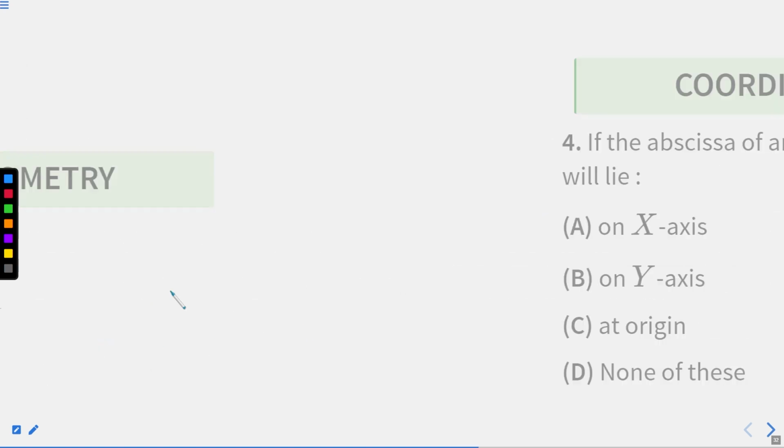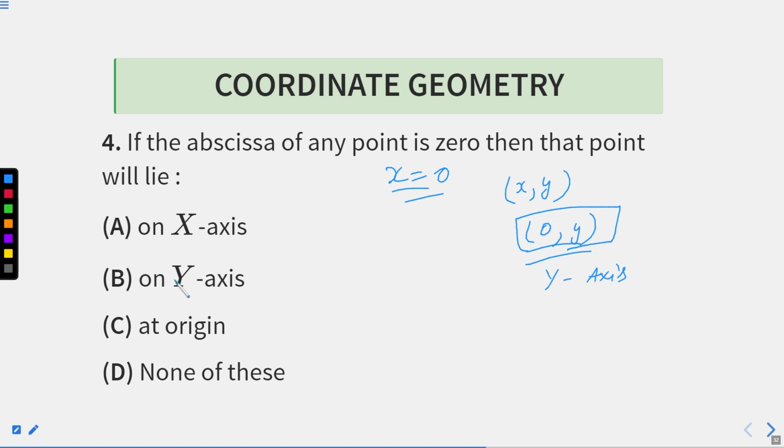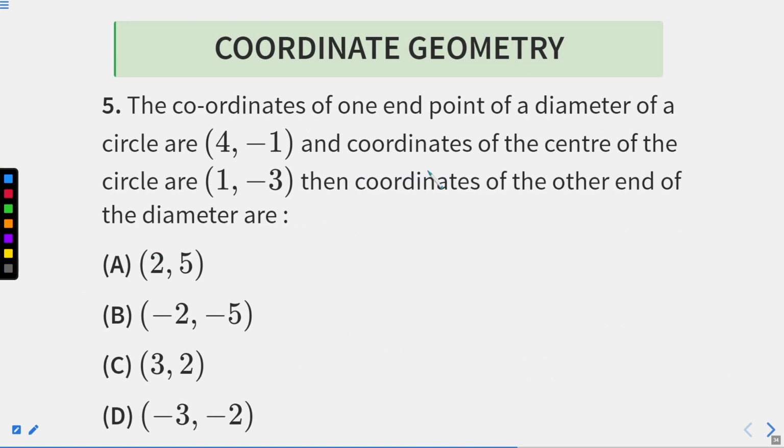Clear? Now, if the abscissa of any point is 0, meaning x is 0, then the point will lie on, we know in the ordered pair we write the point x comma y, and we are given that x is 0, then 0 comma y, and we know what this form of points means. These points always lie on the y-axis. So the option is B. Clear?